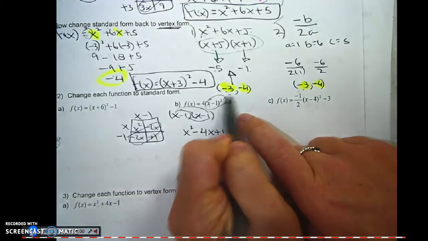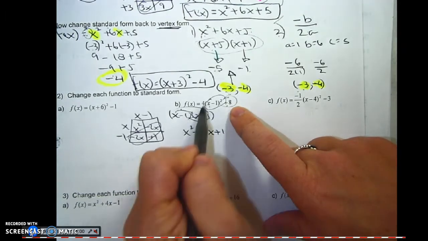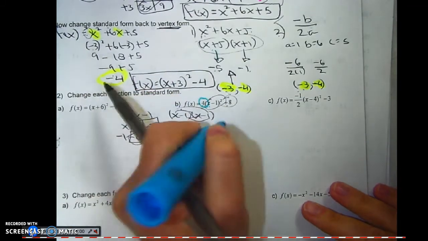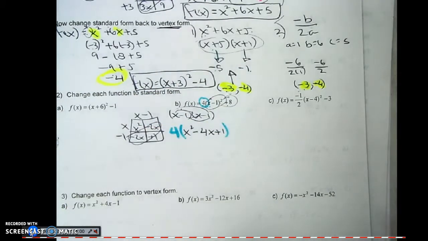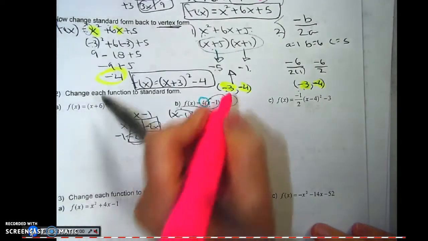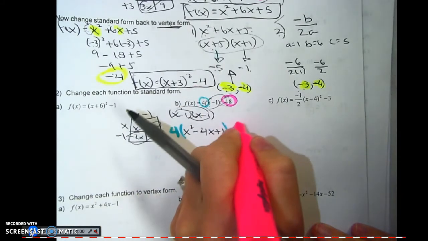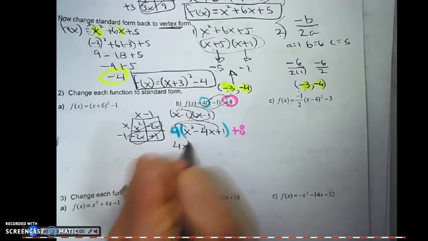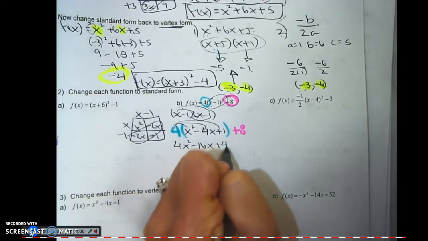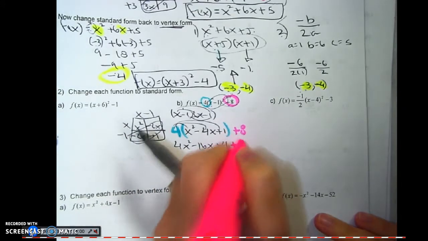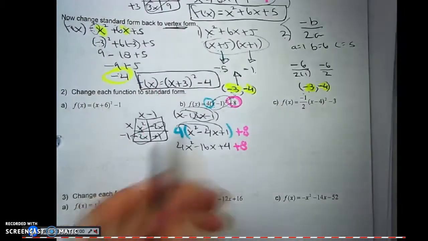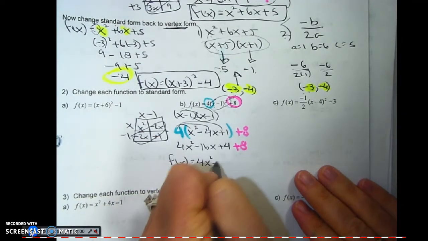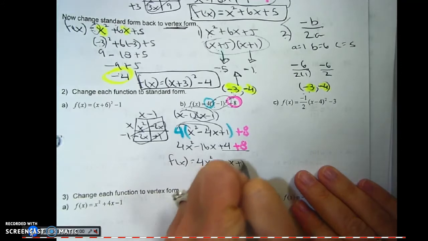Now remember before we had the plus 8, but we also have this 4 right here. So we have to acknowledge multiplying that by 4 before we even add the 8. So I'll put that 8 right there at the end, but we're not really ready for it yet. So distribute, distribute, distribute. 4x squared minus 16x plus 4. Now we're ready for the plus 8. Remember, it's the same function. F of x equals 4x squared minus 16x plus 12.